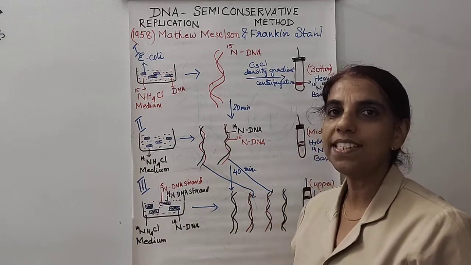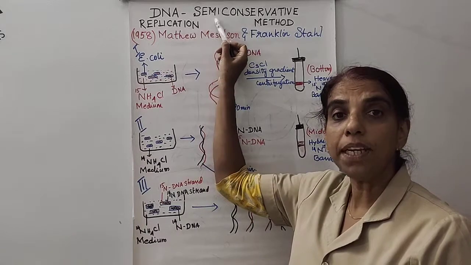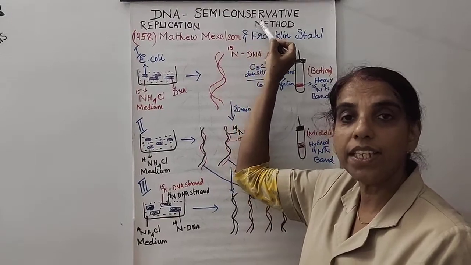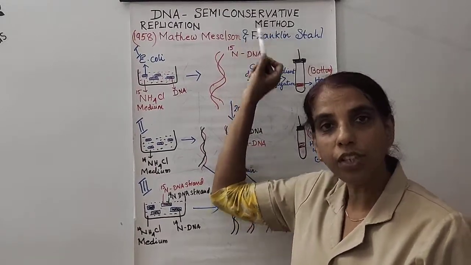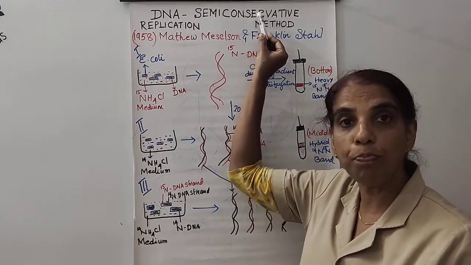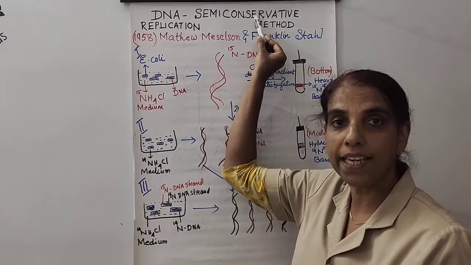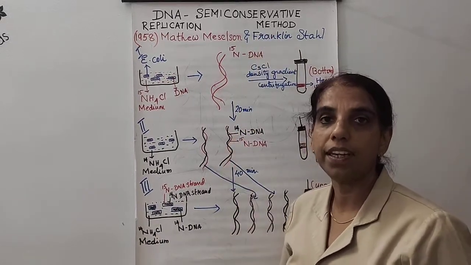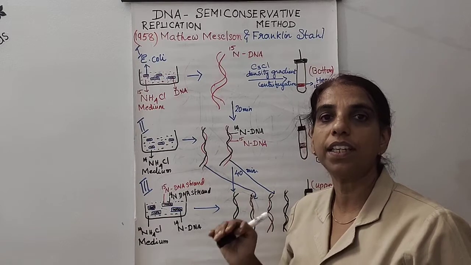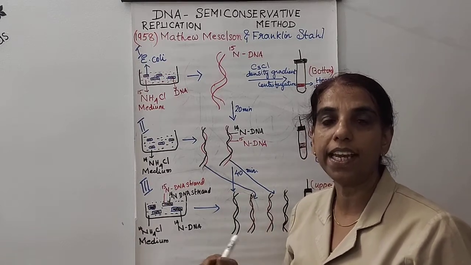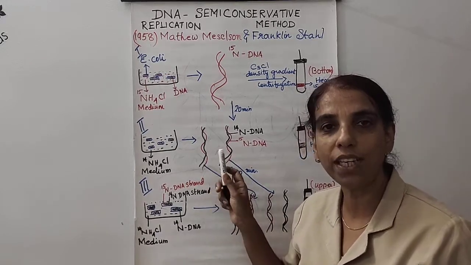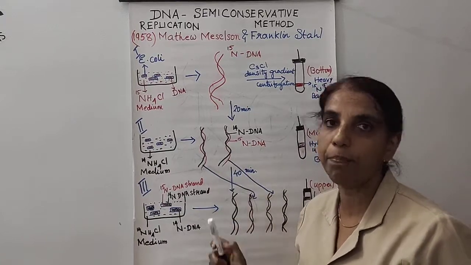In today's class, we will discuss the experimental proof of DNA replication as a semi-conservative mode of replication. We all know that semi-conservative stands for preservation of one of the two polynucleotide strands of the parent DNA, 50%, and the other strand is the new strand. So 50% of the DNA strand of the parental DNA will be conserved and the other 50% will be the new one. That is why we call it the semi-conservative mode of replication.